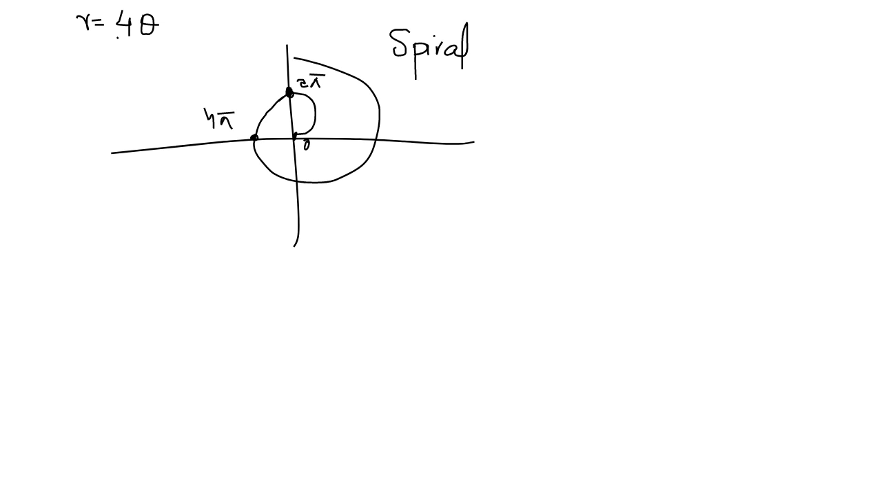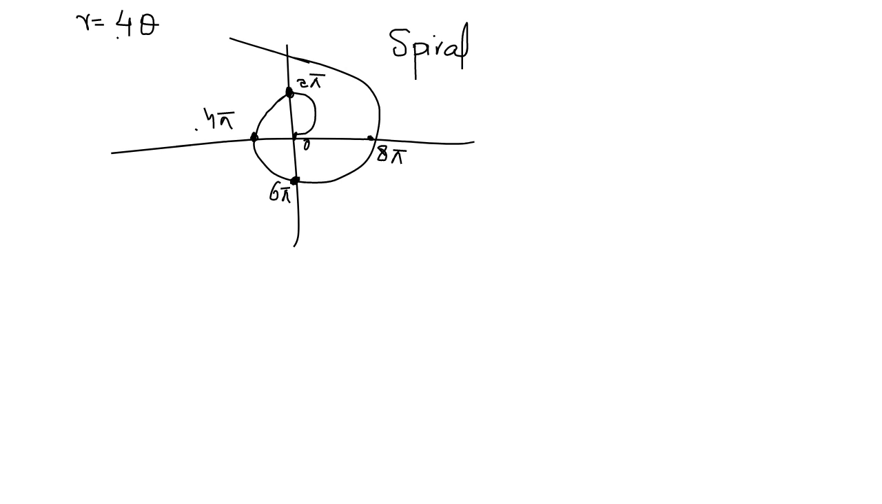Because this angle is pi by 2, pi by 2 multiplied by 4 will be 2 pi. This is pi, that will be 4 pi. 3 pi by 2 multiplied by 4 will give you 6 pi, and this point will be 8 pi. Okay, so this will be the spiral.